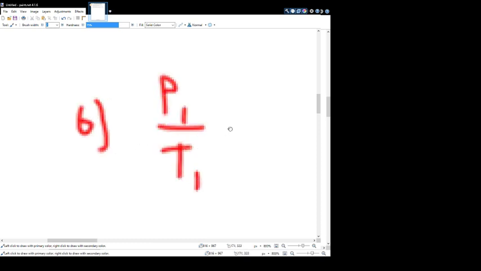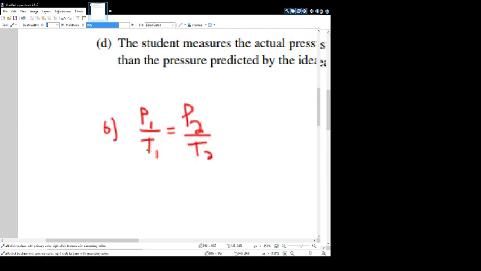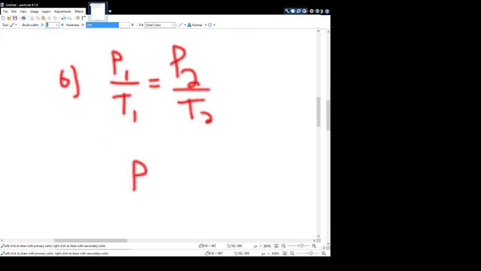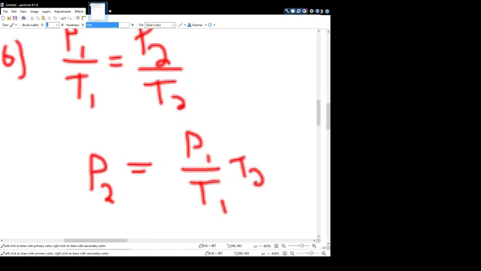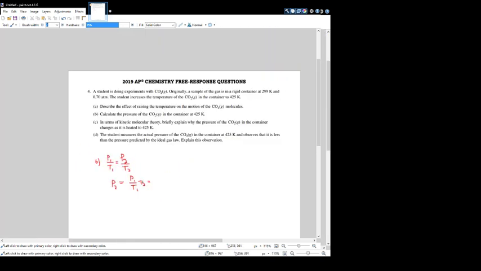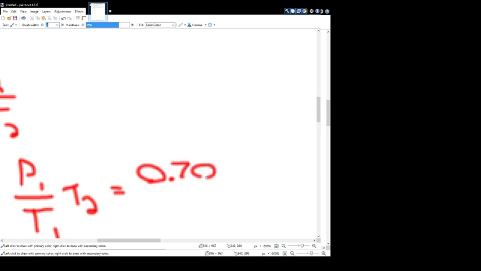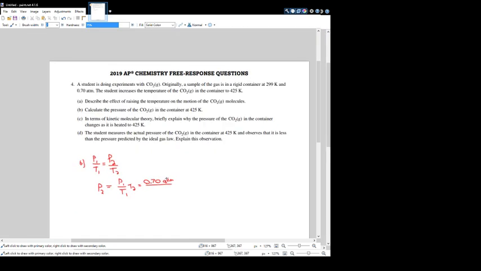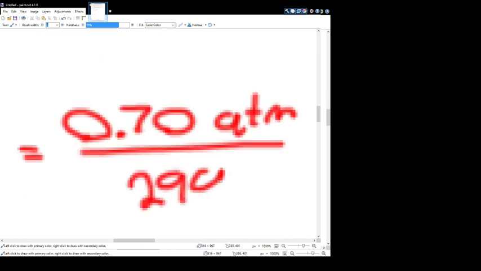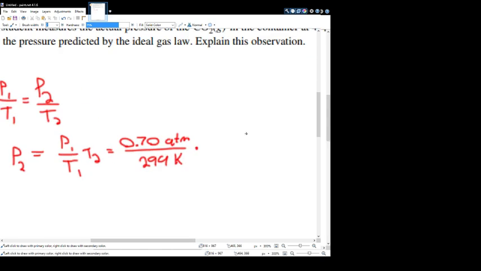P1 over T1 equals P2 over T2. From here you can solve for the pressure. It's asking you to solve for the pressure. Pressure 2 is P1 times T2 over T1, which equals the initial pressure, 0.70 atm, and the initial temperature is 299 Kelvin. Then you have to multiply that by the final temperature, which is 425 Kelvin.